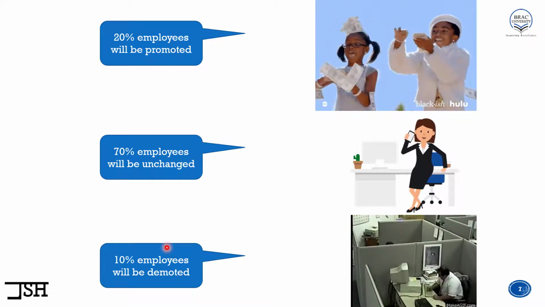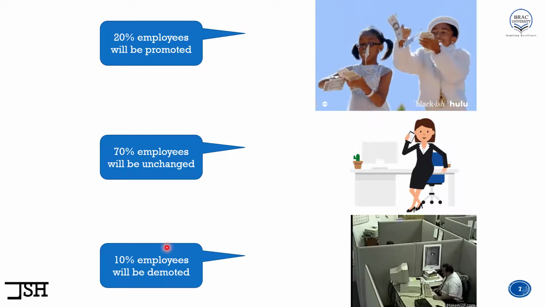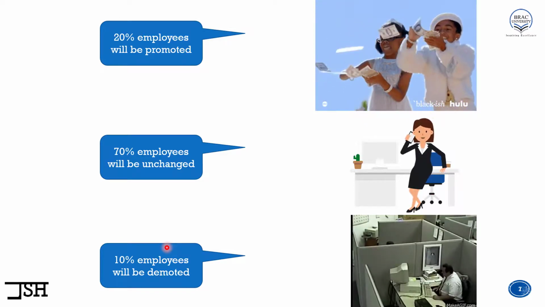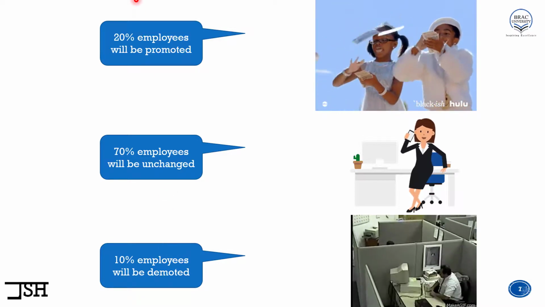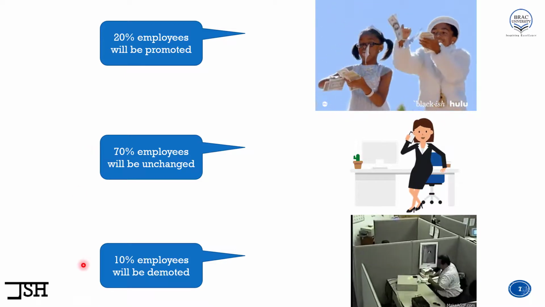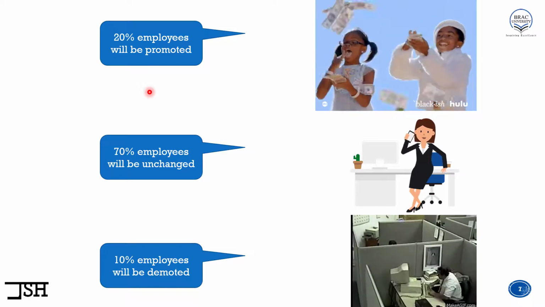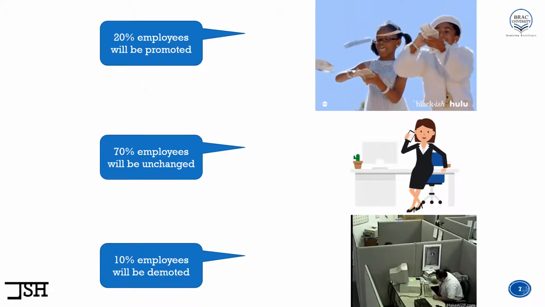We are not done yet. There is a huge problem here. What is that problem? Say the next year starts. Again, at the beginning of the next year, you have already decided that you are going to promote 20% of employees, 70% of employees will remain unchanged, and 10% will again be demoted. Now let's say that next year, all the employees have decided to work like this.